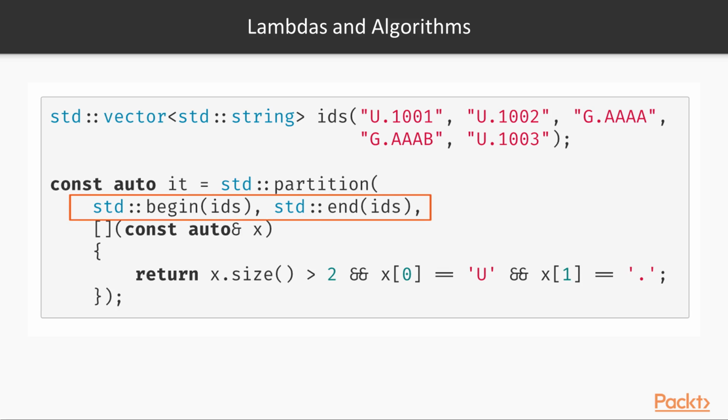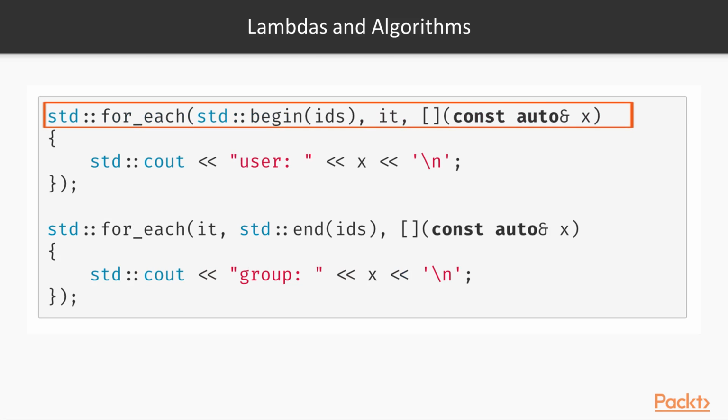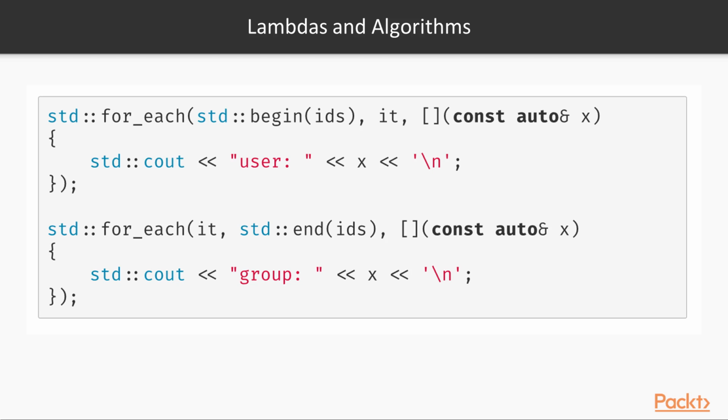First, we pass the begin and the end of a range, and then we provide a predicate that checks that the first two characters of the string are "U" and a dot. What we get back is an iterator, it, which represents the splitting point. If we use std::for_each from the beginning of the IDs to it, we can print out all the user IDs. And if we use it again from it to the end of IDs, we can print out all the group IDs.